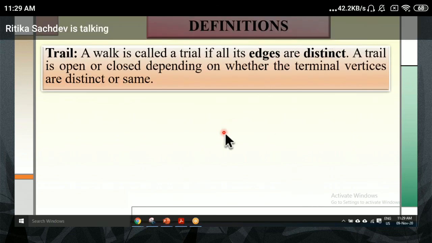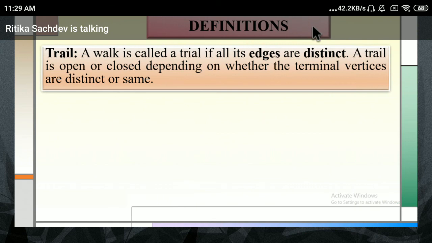Then we're proceeding with the trail. Now, please note in the walk, there was no restriction on the number of times you're visiting vertices and edges. That means vertices and edges could repeat. But here it says a walk is called a trail if all its edges are distinct. That means when you go through the walk, you can go through the edges only once. You cannot traverse them again and again.